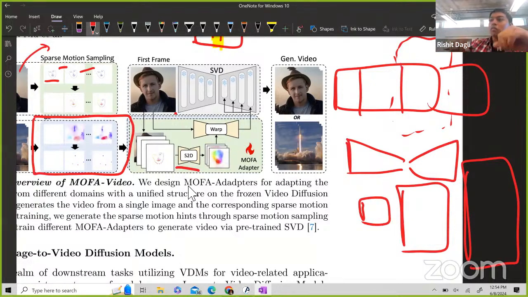So the first few gradient updates, I don't remember the exact number, will only use small images. Then you use larger images and so on. They do the same with videos as well.